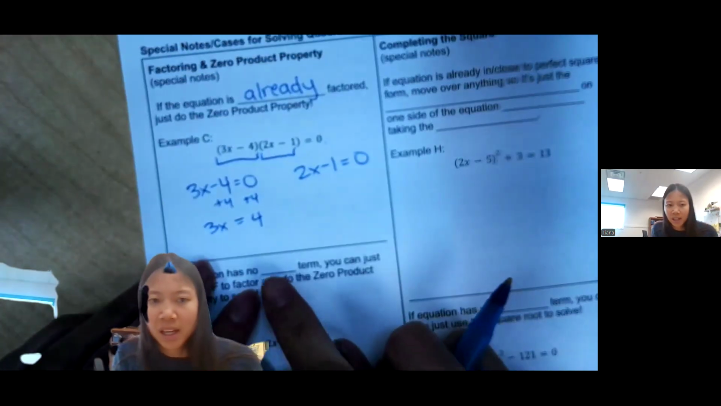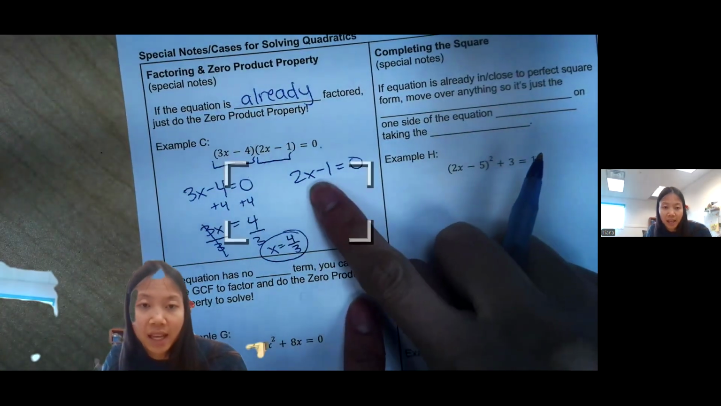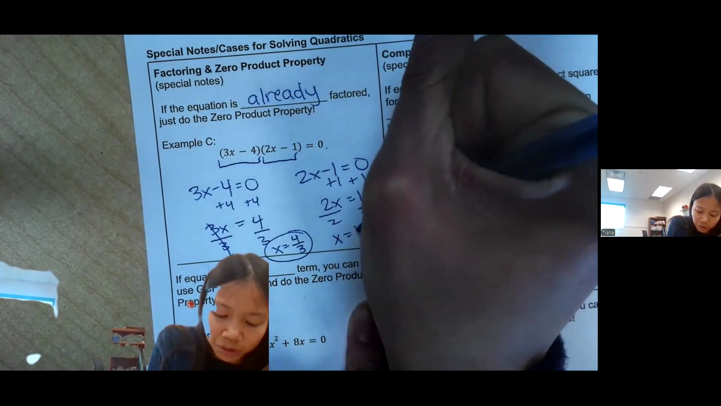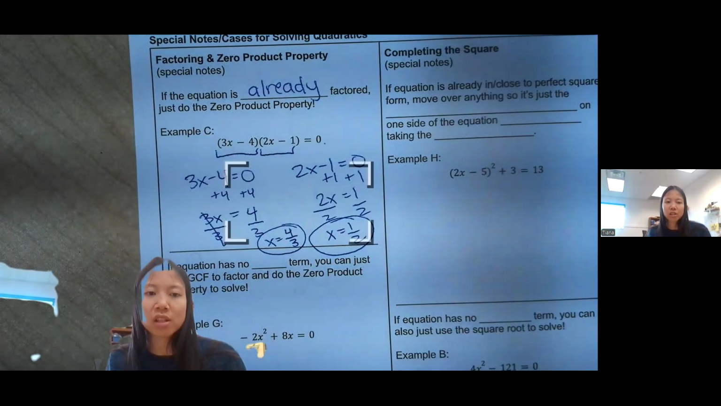I'll add 4 to both sides. Got 3x equals 4. And then you can undo multiplication with division. So I'm going to undo a multiply 3 with divide 3. And then that's one of my x-intercepts, 4/3. I can do this again. Plus 1, 2x equals 1. Divide out that 2. And then I have x equals 1/2. So that's my other x-intercept if I were to graph it, or these are my solutions.